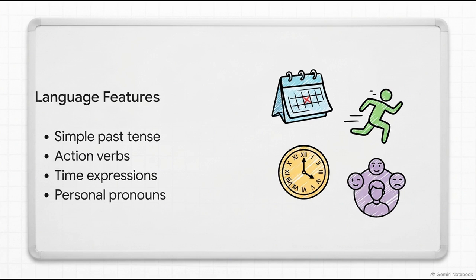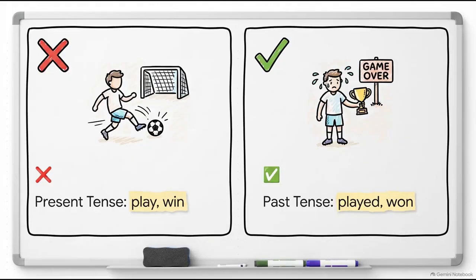For this, there are 4 definitive language features you really need to master: the simple past tense, action verbs, time expressions, and personal pronouns. Think of these as the required gear for the sport of storytelling. Let's break a few of these down to see why they matter so much. Let's start with the big one.